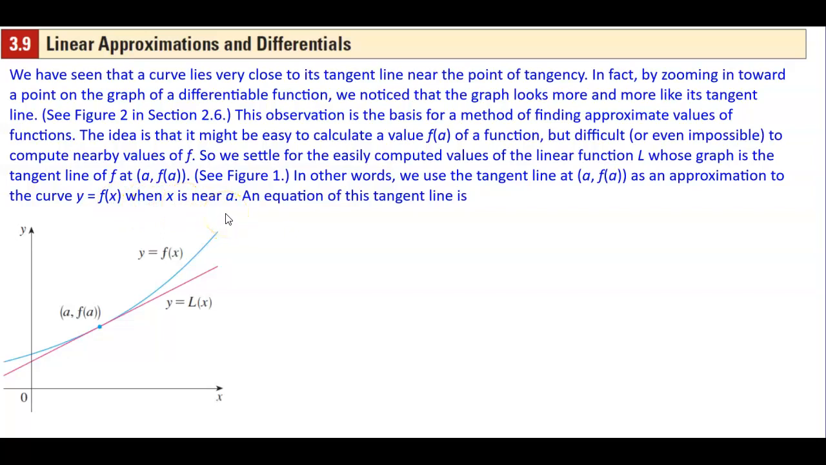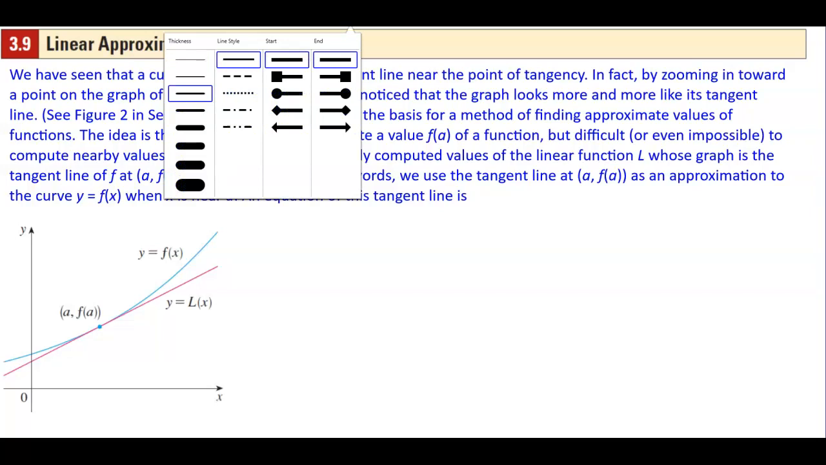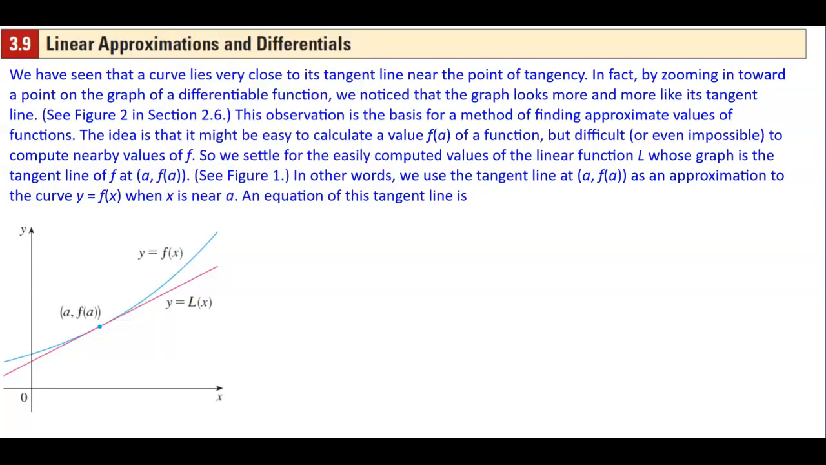And so an equation of a tangent line is going to be the following. Well, first, let's talk about what we have here. We have a point which is (a, f of a). So that means that this represents x1 and this represents y1. And so what we also know is what the slope represents. The slope is the rate of change, which is the derivative at the point a.